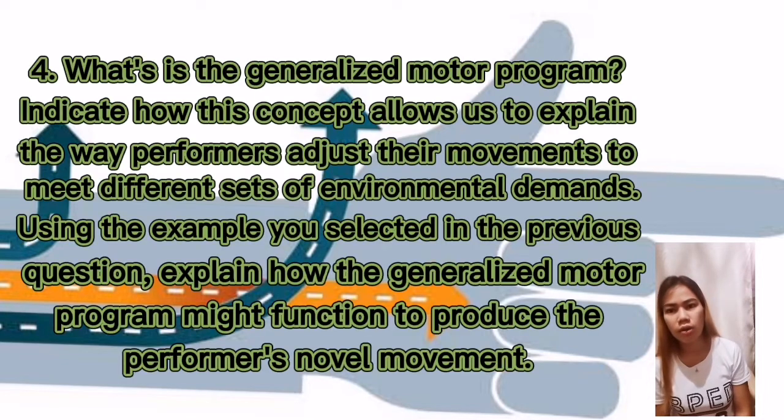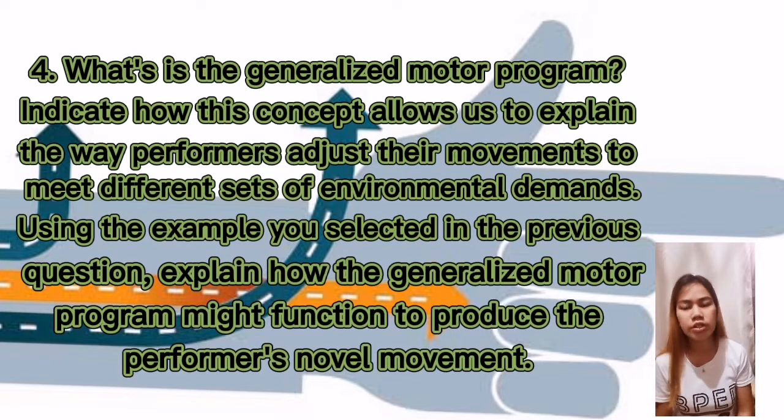Next is, what is a generalized motor program? Indicate how this concept allows us to explain the way performers adjust their movements to meet different sets of environmental demands. Using the example you selected in the previous question, explain how the generalized motor program might function to produce the performer's novel movement. The generalized motor program is a motor program for a particular class of action.